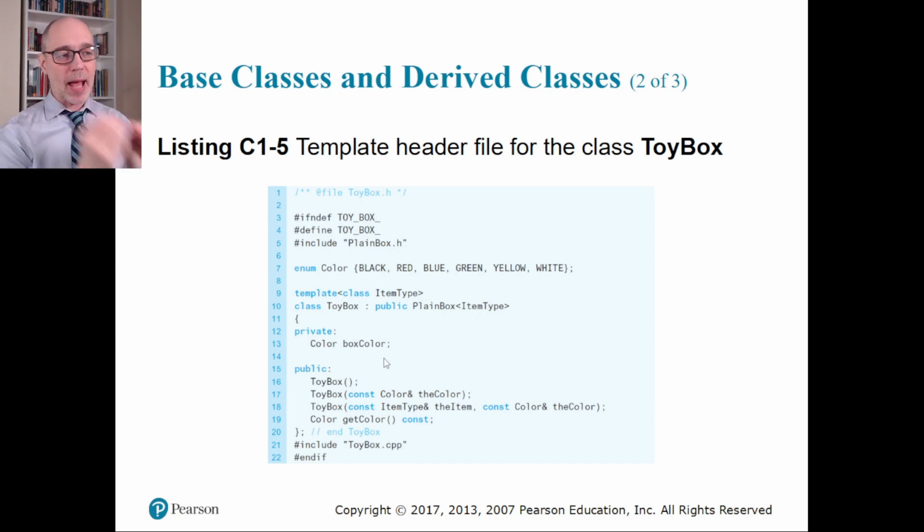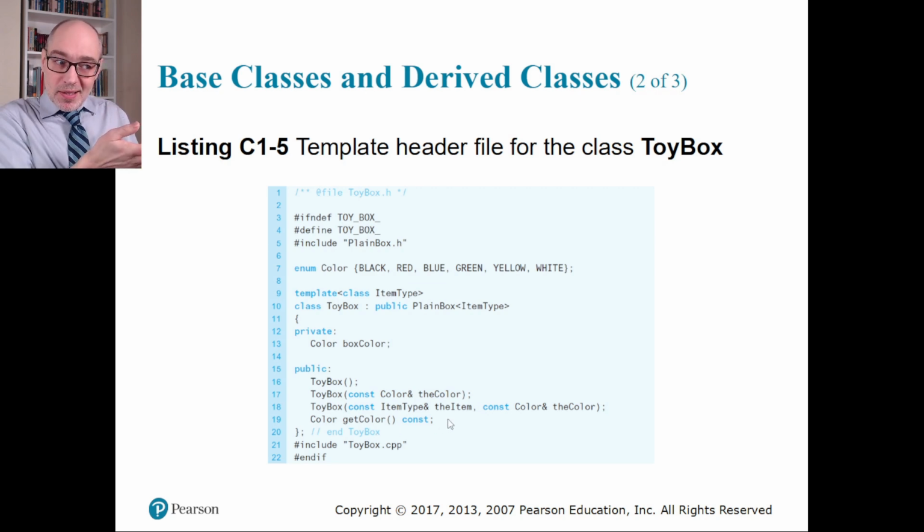And the thing that we're adding to this toybox class is you have a second data member of type color that's called box color. And then you have to specify the toybox default constructor, a non-default constructor that takes in the color that you want to paint the box, a toybox constructor that takes both the starting item internally plus the color, and then we're adding an accessor here called getColor that just returns the color.